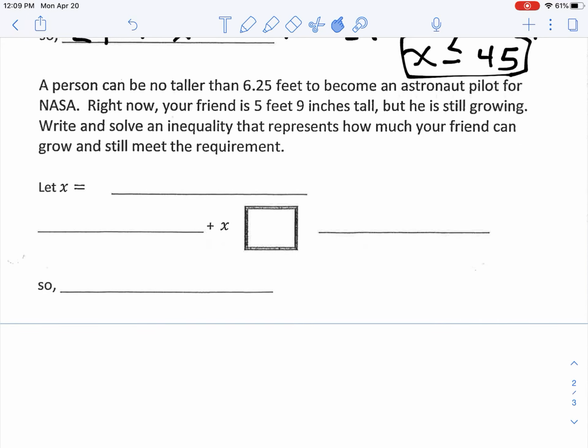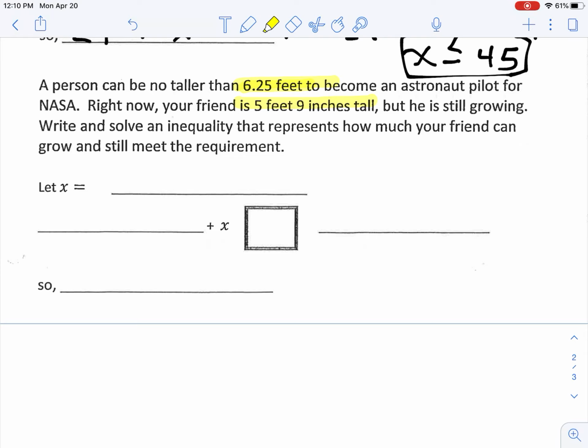Last one, and then you're finished with your math e-learning for today. A person can be no taller than 6 2/25 feet to become an astronaut pilot for NASA. So I'm going to highlight that important information. 6 2/25 feet. Right now, your friend is 5 feet 9 inches tall, but he is still growing. Write and solve an inequality that represents how much your friend can grow and still meet the requirement.